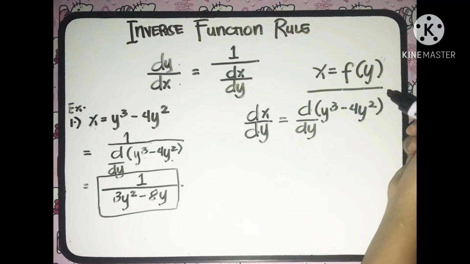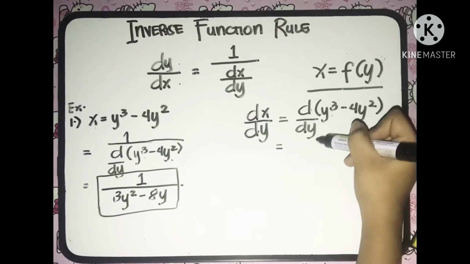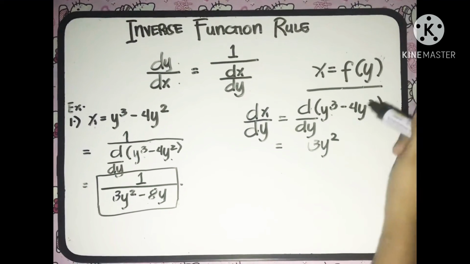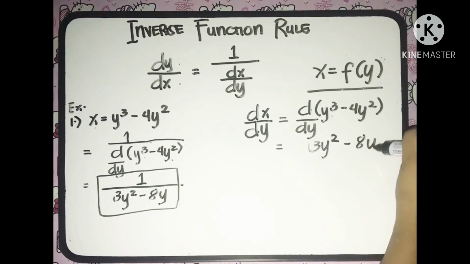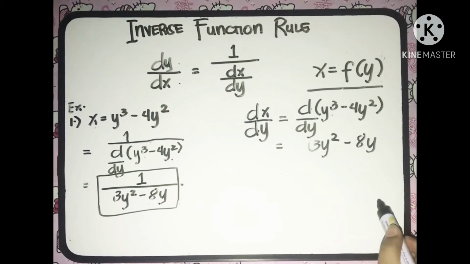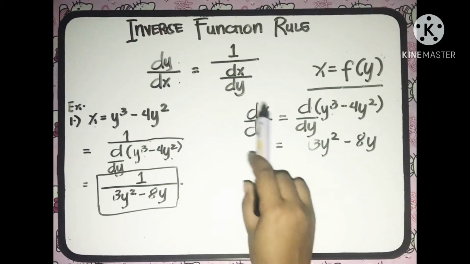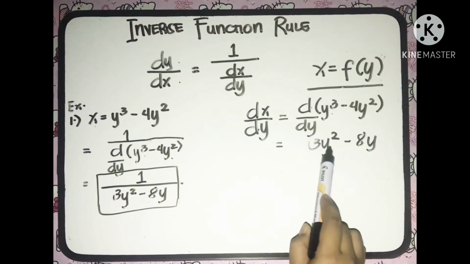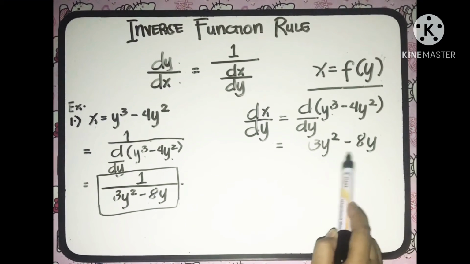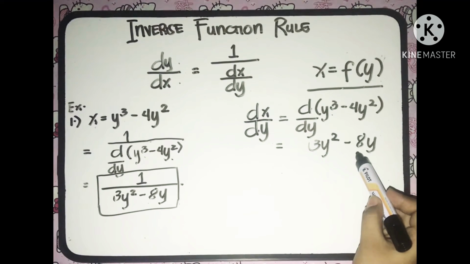Okay. So applying again the rules in differentiation, we'll have here the derivative of y cubed, so we'll have 3y squared minus the derivative of 4y squared, which is equal to 8y. And then we're not done there because this is still in the form of the derivative of x with respect to y. And for us to turn it to the derivative of y with respect to x, we need to find the reciprocal of this 3y squared minus 8y to know the inverse.